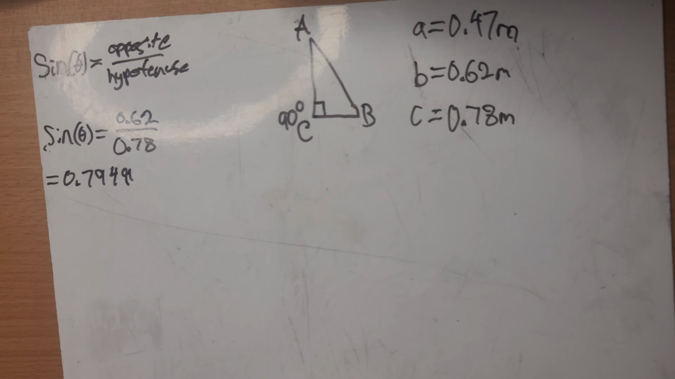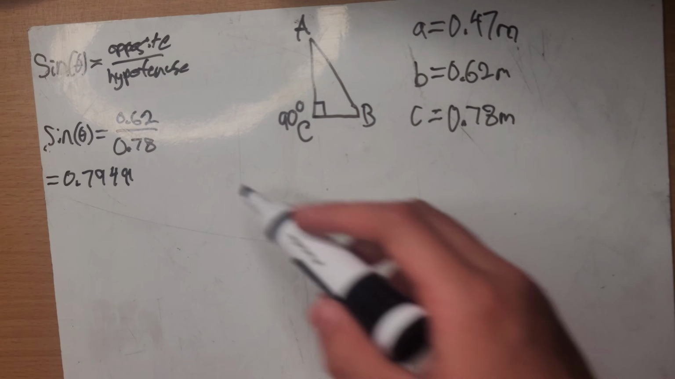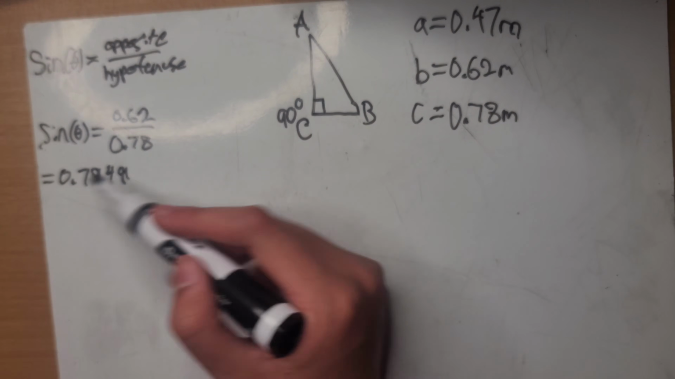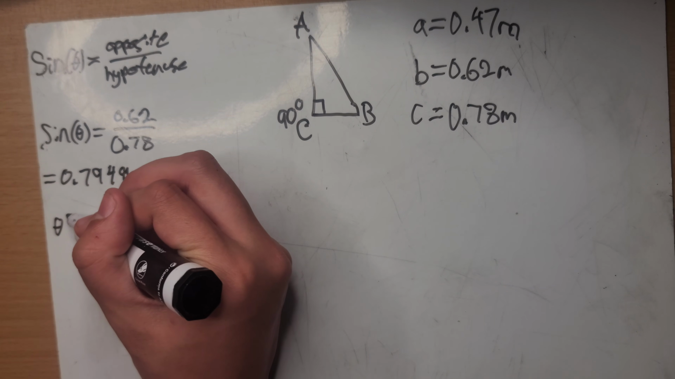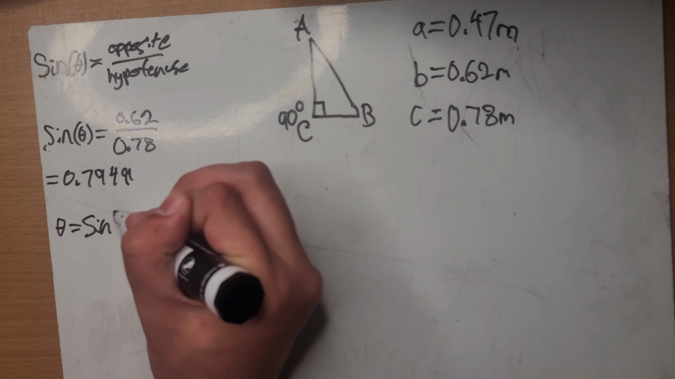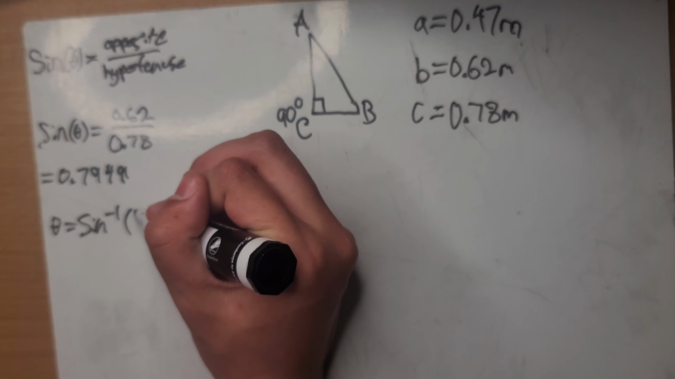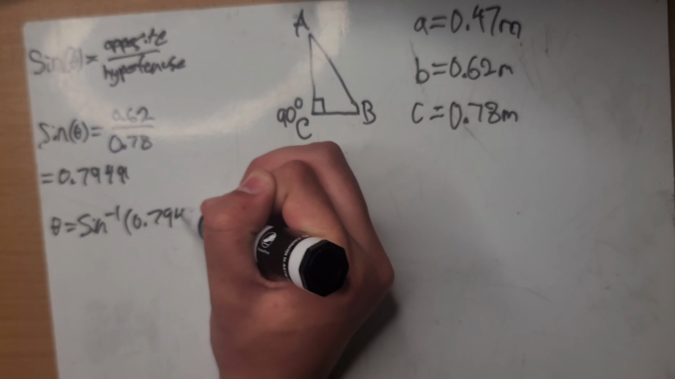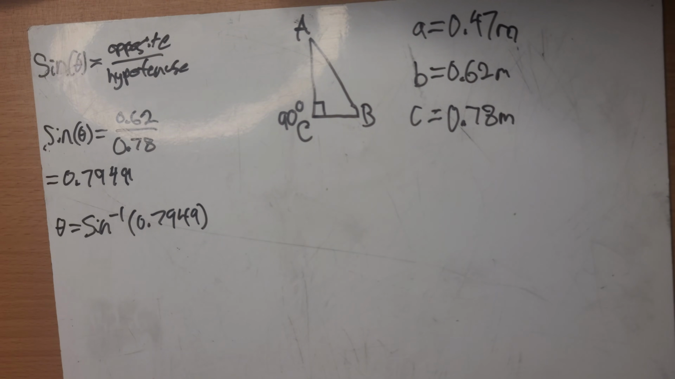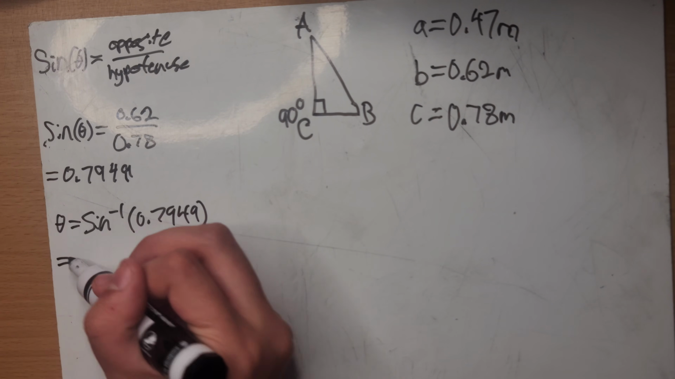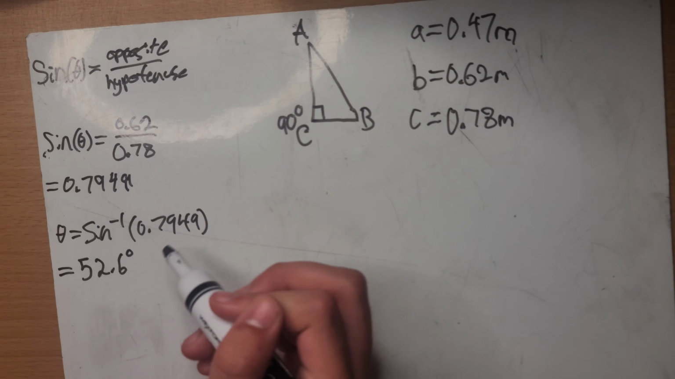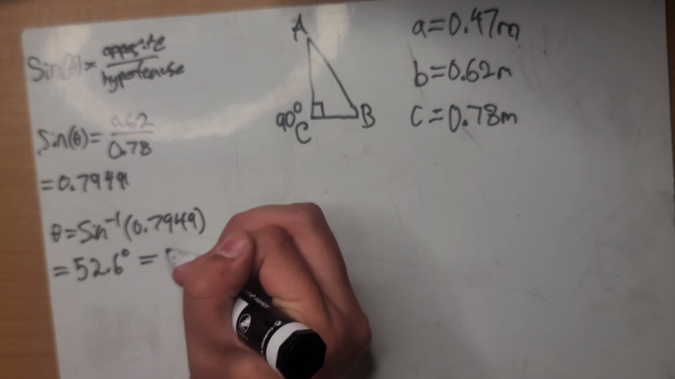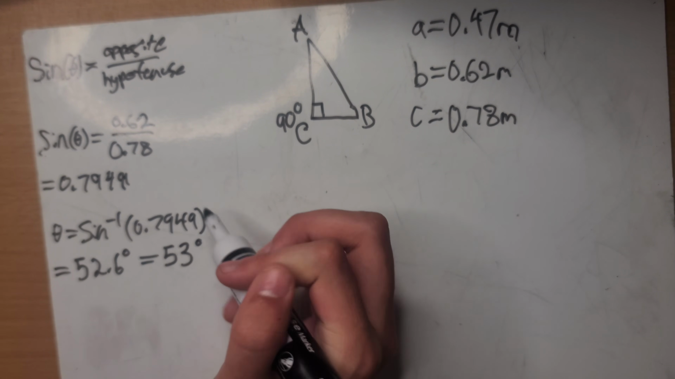Now, to find the angle itself, I will take the inverse sine of 0.7949. That gives us approximately 52.6 degrees. Or if you want to round it, it gives us 53 degrees.